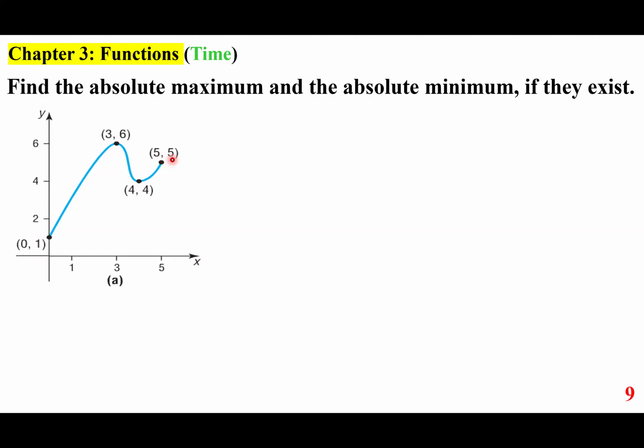This is absolutely nothing. It's an endpoint and it's nothing. So absolute max takes place at this point. So it's equal to the y coordinate, which is 6 at the pair 3, 6. Absolute min is here. That means it's equal to the y coordinate 1 at 0, 1.